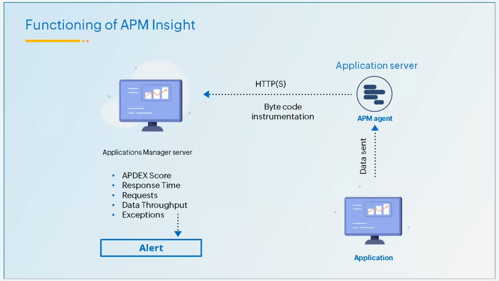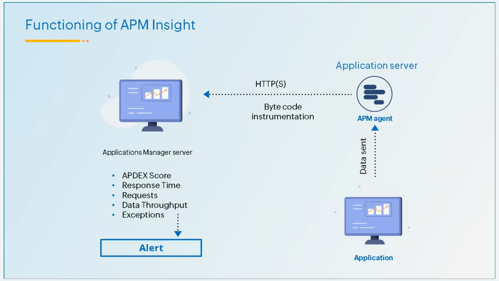The Application Performance Monitoring Insight is a tool that uses agents for monitoring the application. The initial step involves deploying the agent onto the servers where the applications are running. These agents are responsible for gathering the performance data and transmitting it to the Applications Manager for analysis.